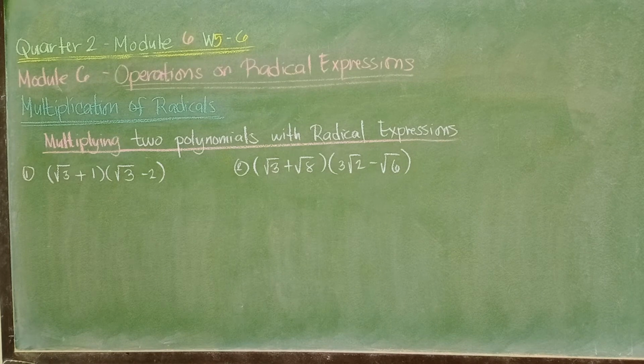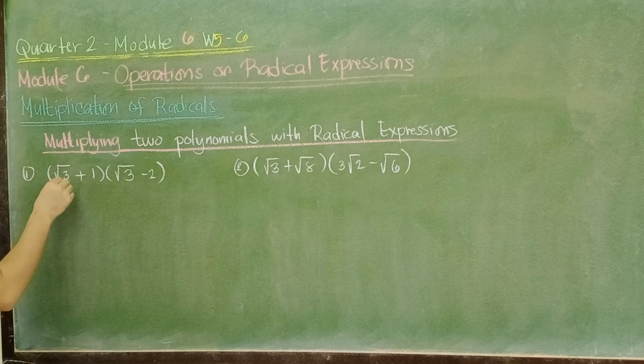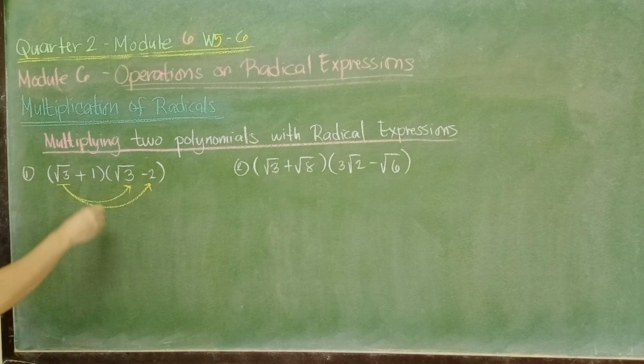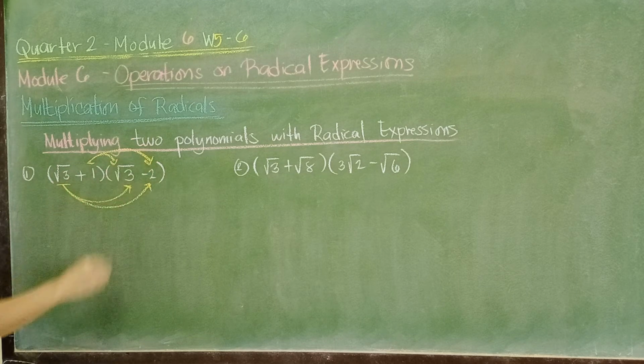Next, multiplying two polynomials with radical expressions. So for this lesson, gagamitin natin yung FOIL method or yung distribution method. Wherein, yung bawat terms dun sa first grouping symbol, multiply mo sa bawat term sa pangalawang grouping symbol. So, yung FOIL method ng first, outer, inner, last. Pero this time, ang gagawin natin, multiply natin square root of 3 sa square root of 3. Square root of 3 sa negative 2. And then yung 1 sa square root of 3. And then yung 1 sa minus 2.